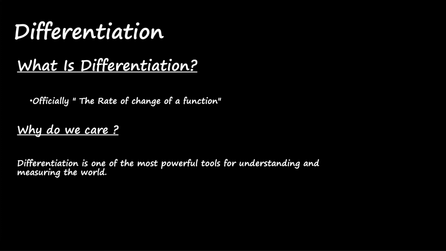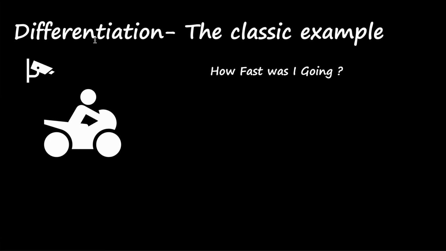So I'll try to go through and explain the concept, building it up from some simpler ideas to the more complex ideas. The classic example of differentiation is, how fast was I going? So if you're riding along on your motorbike, what's it called again? Quad bike, and you don't want to get caught out for speeding, how do we even know how fast you're traveling at that point? Well, the answer is differentiation.